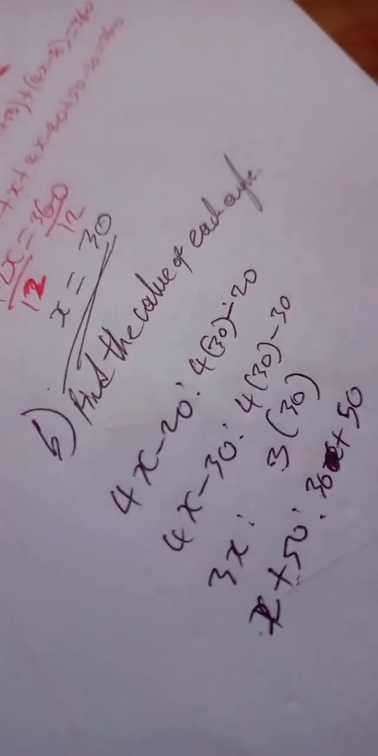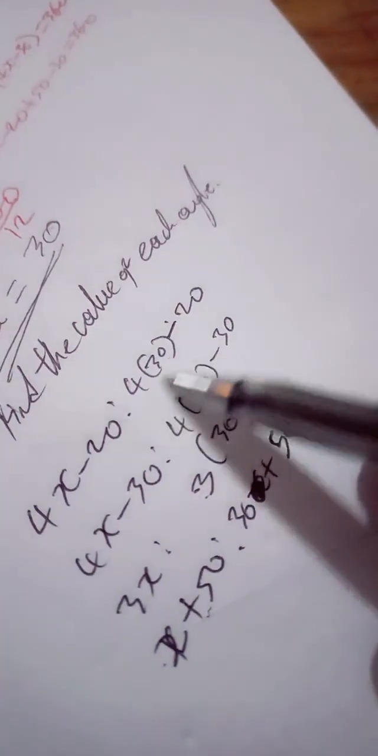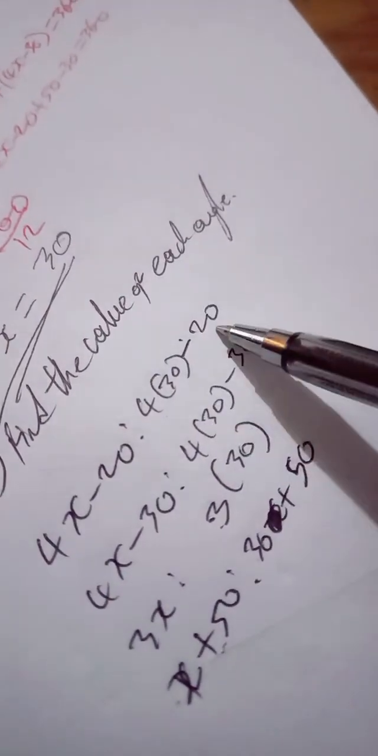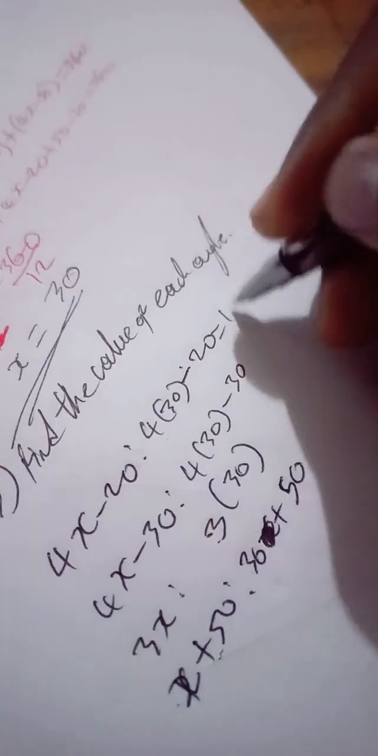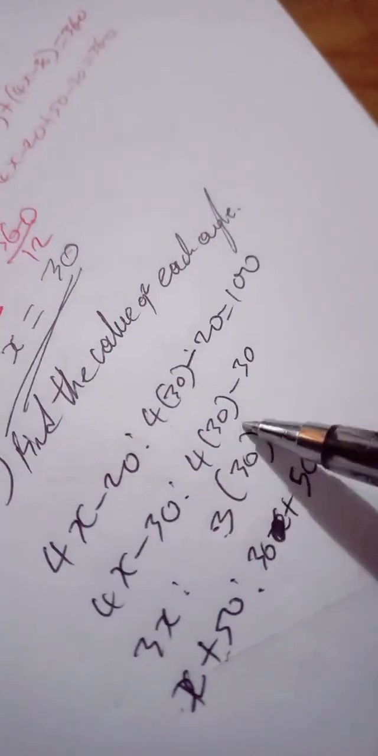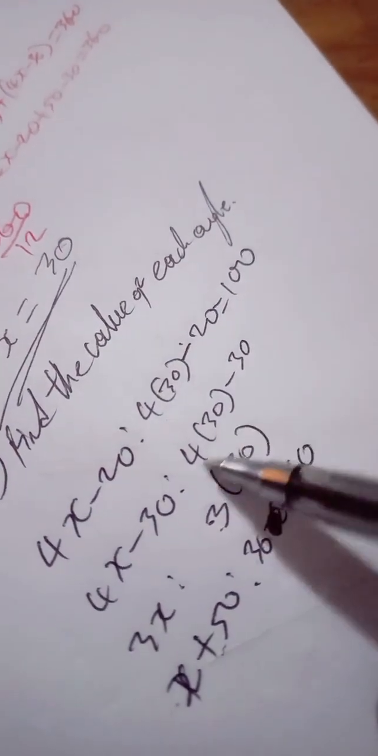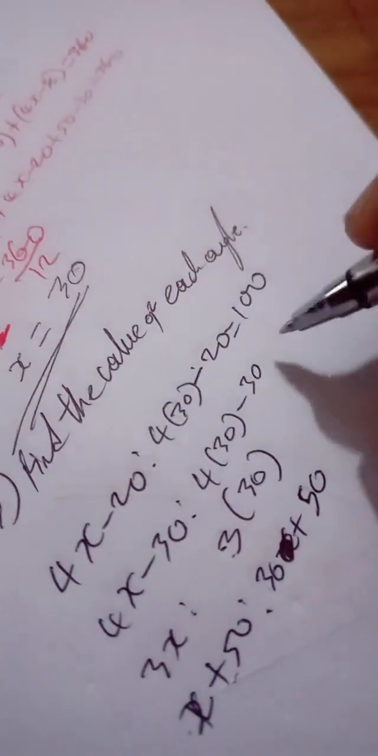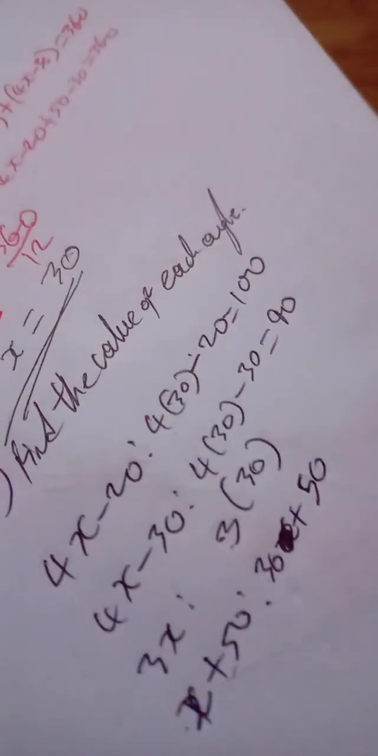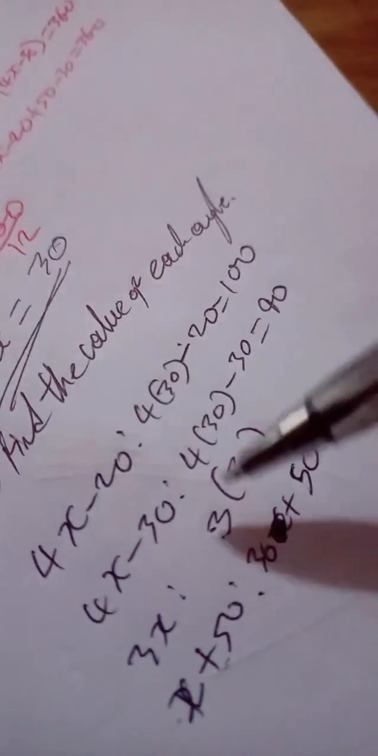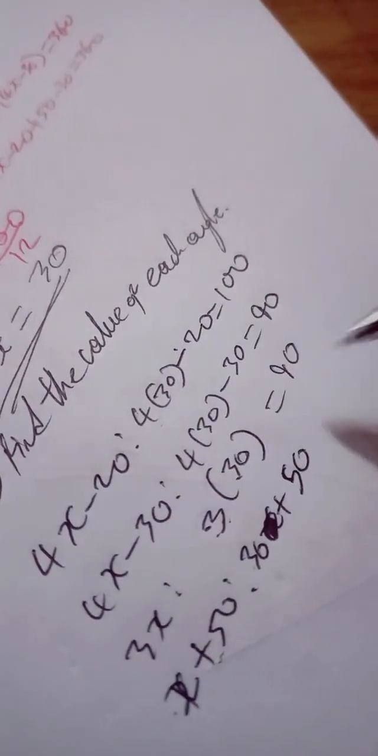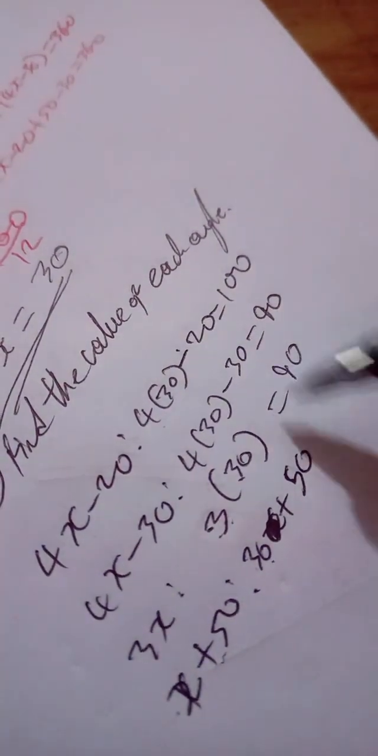And then we're going to say 4 times 30 is what? Almost 120. 120 minus 20, 100. 4 times 30 is what? 120. 120 minus 30, 90. This 30 times 3, 90. 30 plus 50, 80.